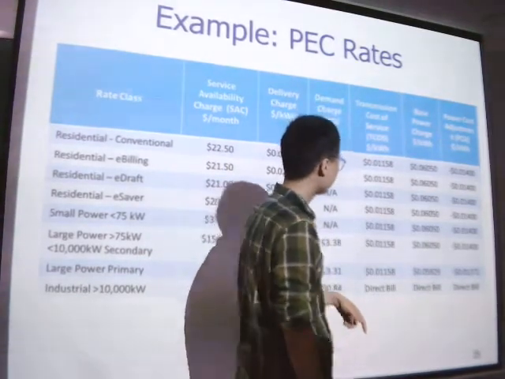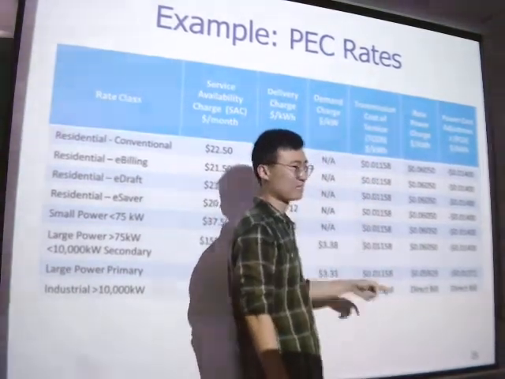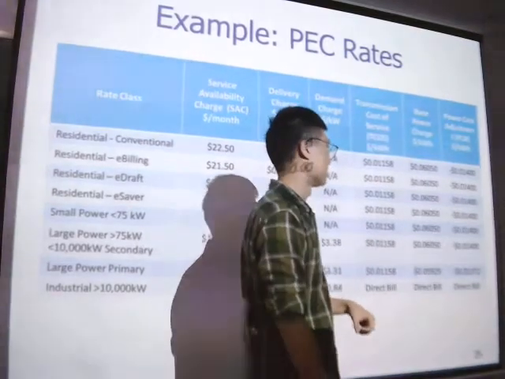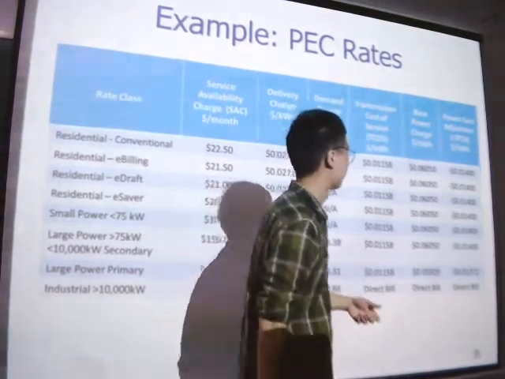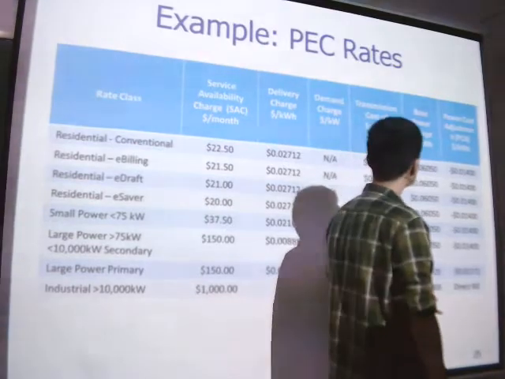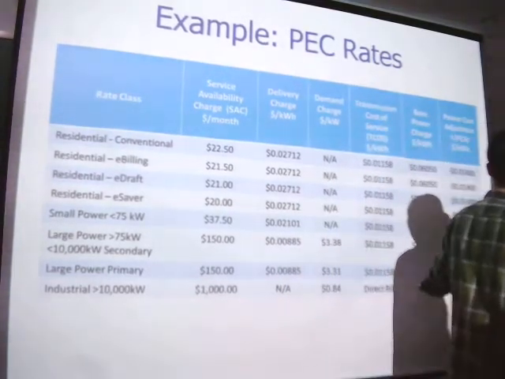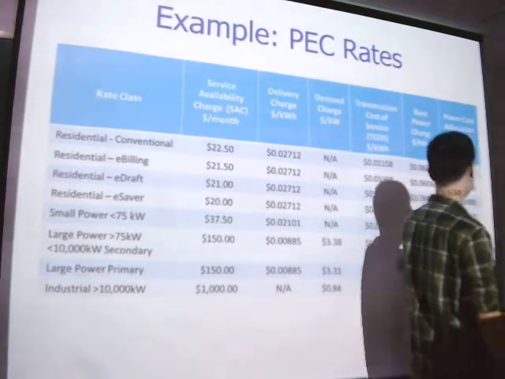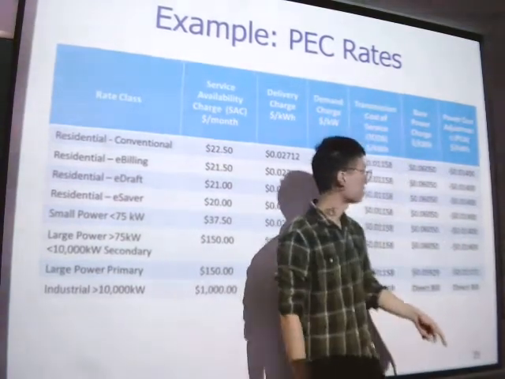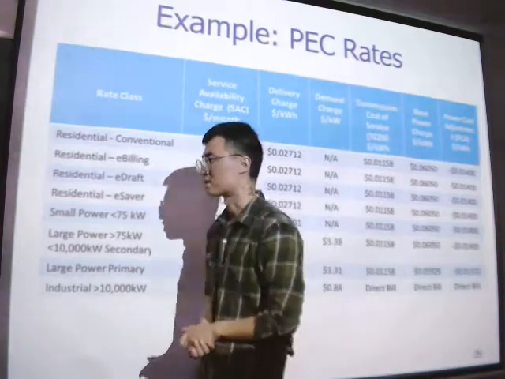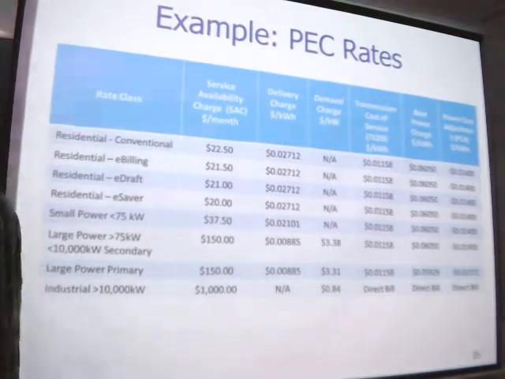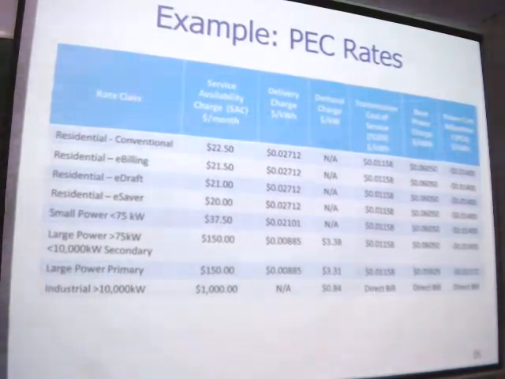And for the transmission, it will be the same, so everybody is equal and pays the same money for the base power charge and the power cost adjustment. Maybe here is some discount if you use your electricity in the low demand period.